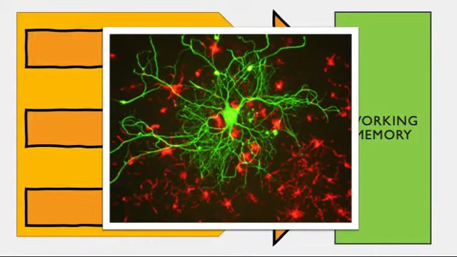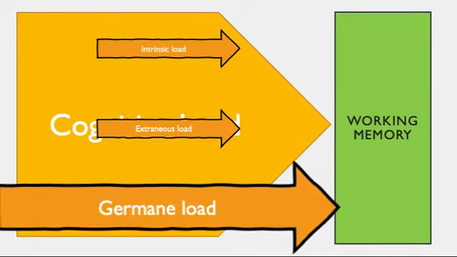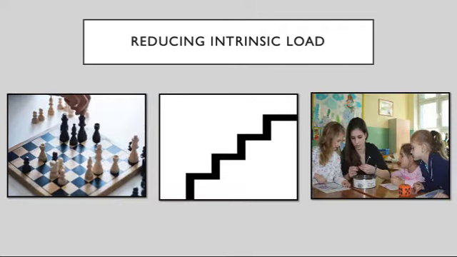And germane load refers to the actual transfer of things from working memory to long-term memory. So making those connections that secure something in long-term memory. So germane load is actually a really important one that we want to maximize so that we maximize the learning that's happening. And to do that, we have to reduce intrinsic load and extraneous load.